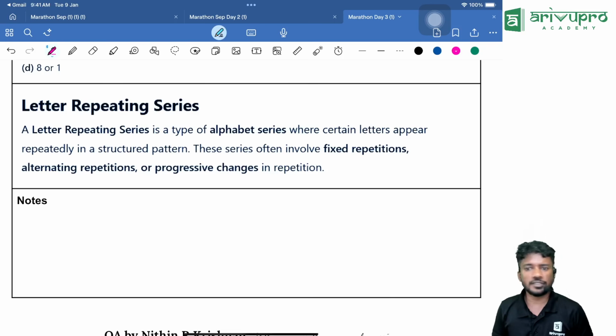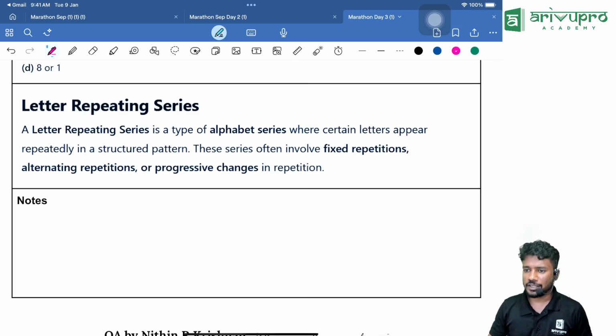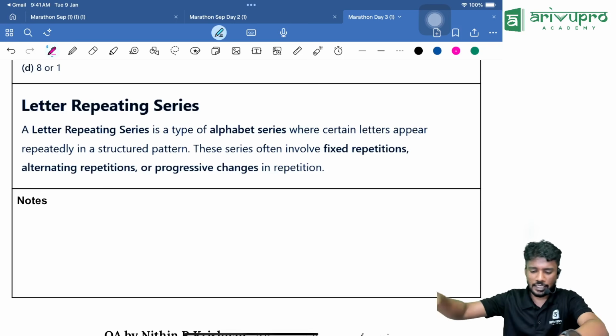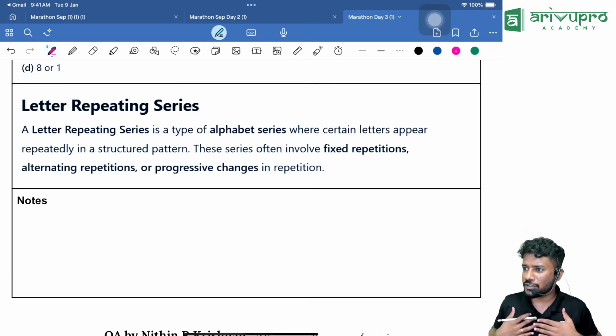And that itself is given wrongly. Yes, that is not given in a proper format. So we need to know what is letter repeating series. It was never asked in the previous year, but there is a chance that it can come for your exam. We are lucky, right? Now, you are lucky enough, but don't think that you are always lucky and write the exam.